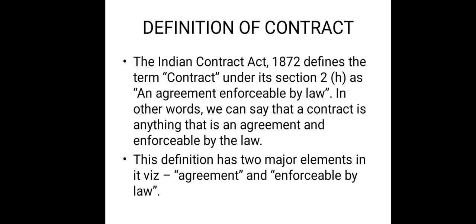The definition of contract. The Indian Contract Act 1872 defined the term contract under Section 2(h) as an agreement enforceable by law. In other words, a contract is anything that is an agreement and enforceable by the law. It means one party makes an offer to the other party to do some work, and the work allotted in the agreement is what we can take as a contract. That contract should compulsorily be made in writing, and automatically it is enforceable by the law.